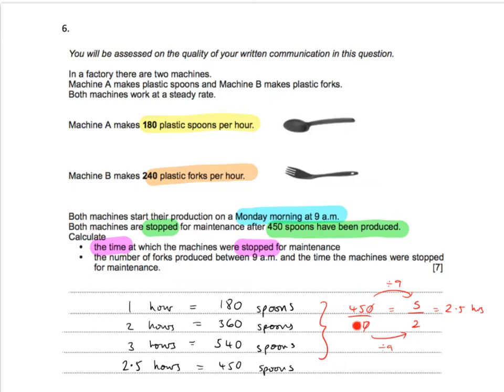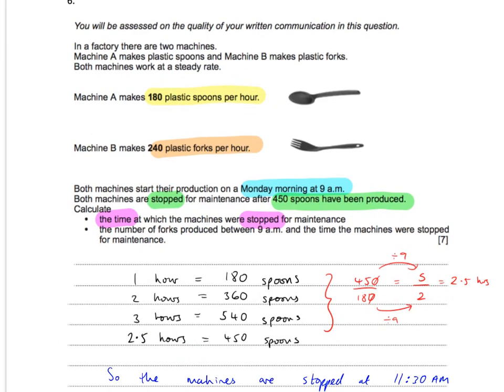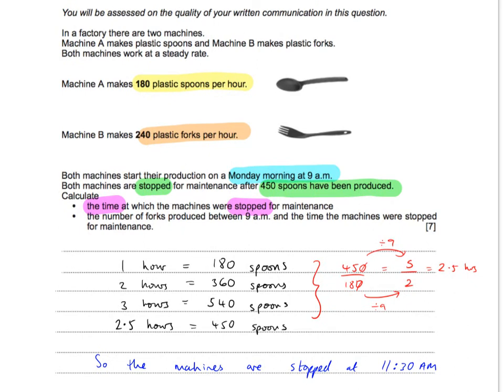It's basically doing 450, which is the number of spoons that have been made, divided by the number of spoons per hour, 180. I obviously don't know what that is, so I divided top and bottom by 10 to begin with, and then I've divided both of those by 9. So 45 divided by 9 is 5, and then 18 divided by 9 is 2. And then 5 divided by 2 is 2.5 hours. Okay, so these are both the same answer, both perfectly acceptable ways of working out. You don't have to do both at all. So I said that the machines are stopped at 11:30 because that is 2.5 hours after 9.